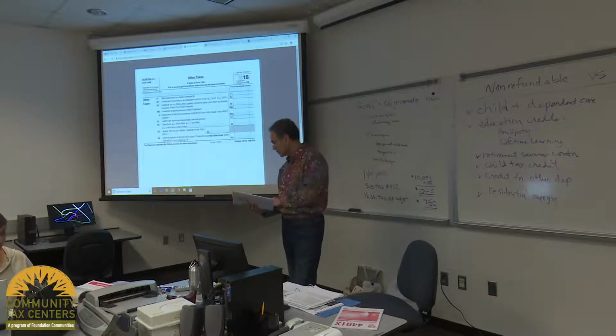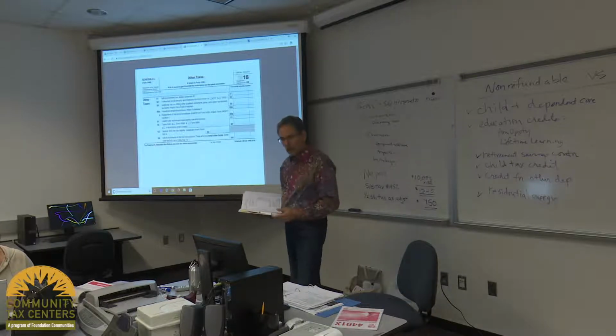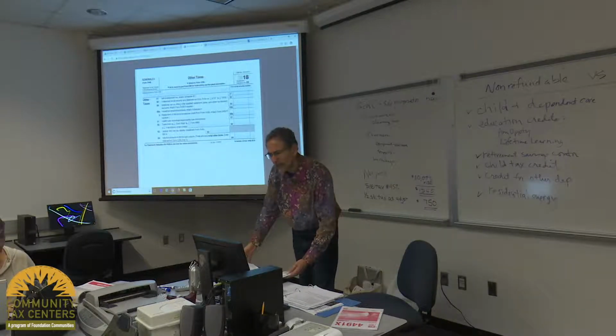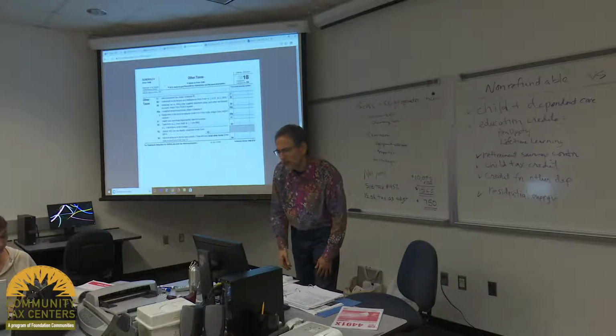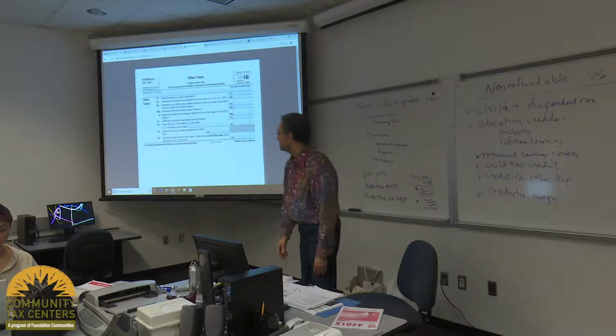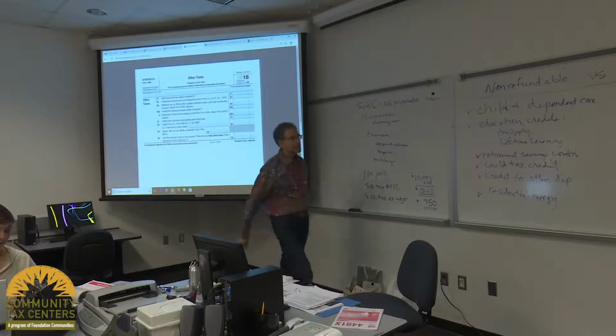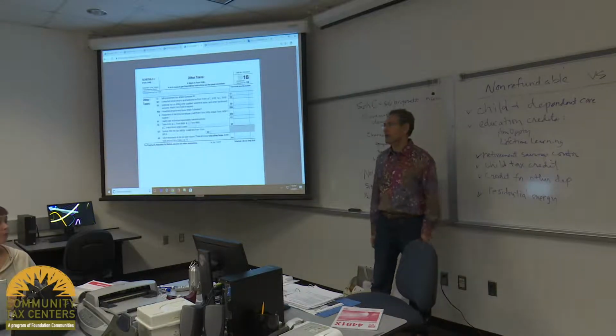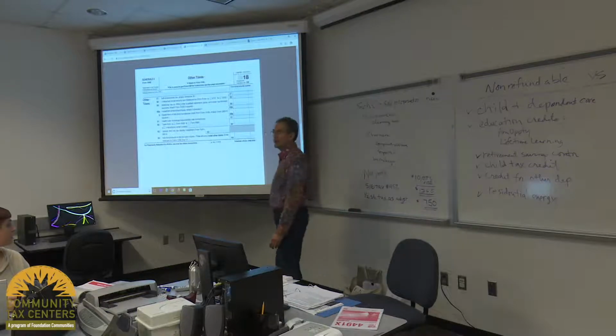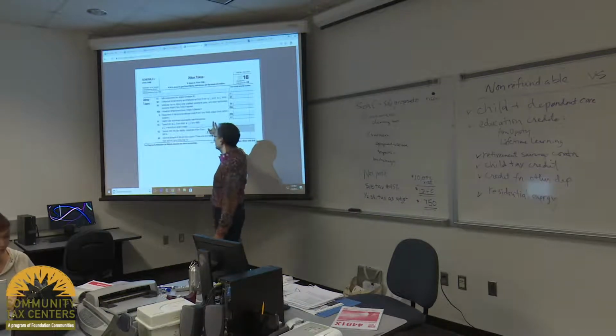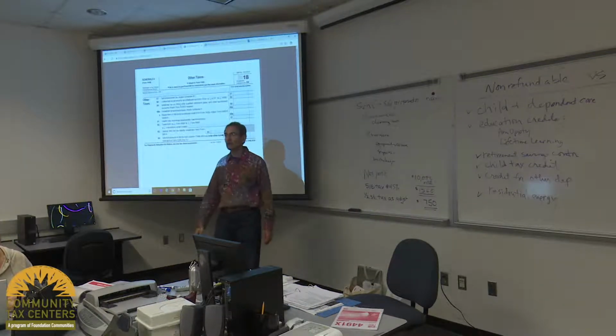Okay, what else? We have healthcare, line 61, healthcare individual responsibility. Does anybody remember what that is? It's also known as shared responsibility payment, for not having health insurance coverage. That's where the penalty would show up.